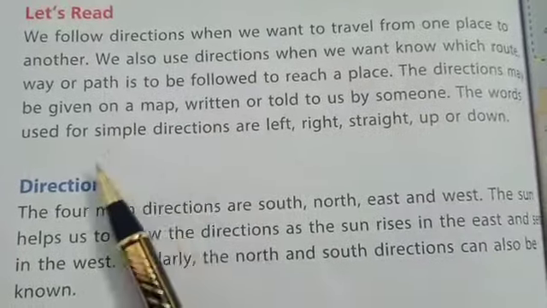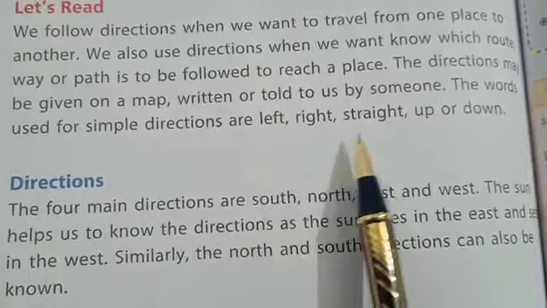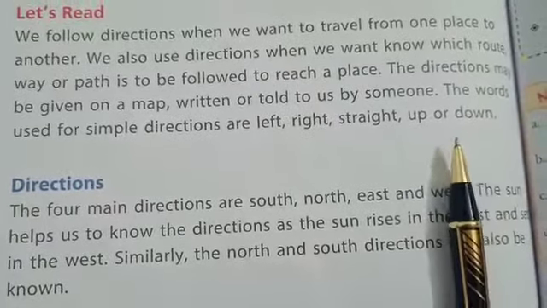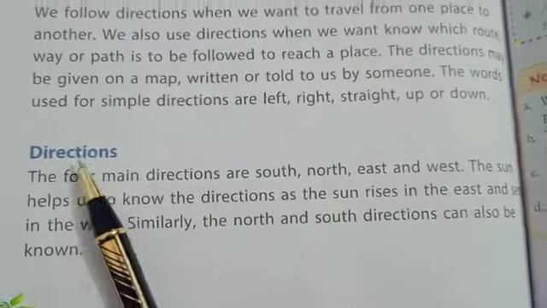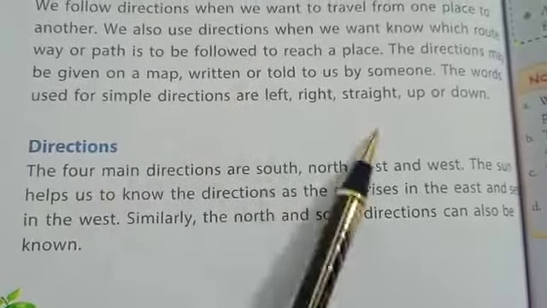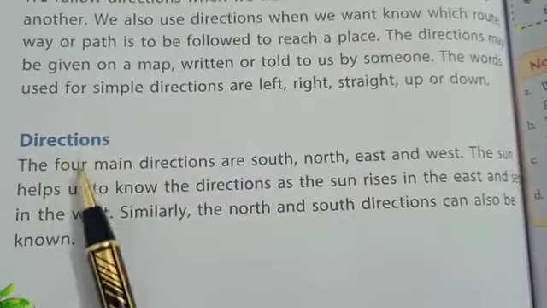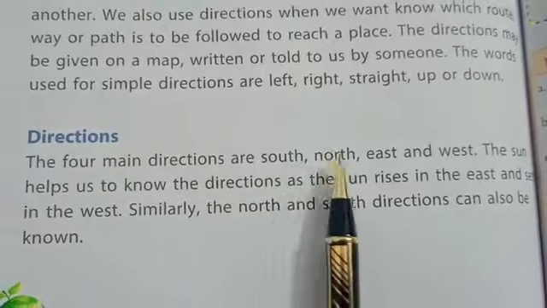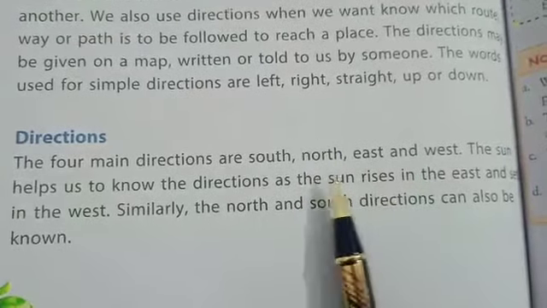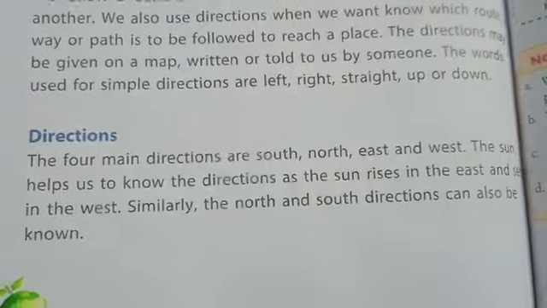Okay, the words used for simple directions are left, right, straight, up or down. These are the simple directions. There are particular names for these directions. We will discuss directions. The 4 main directions are south, north, east and west. These are the 4 main directions.